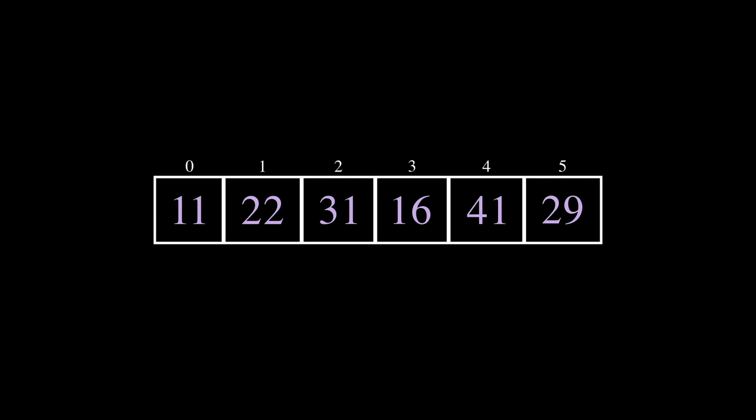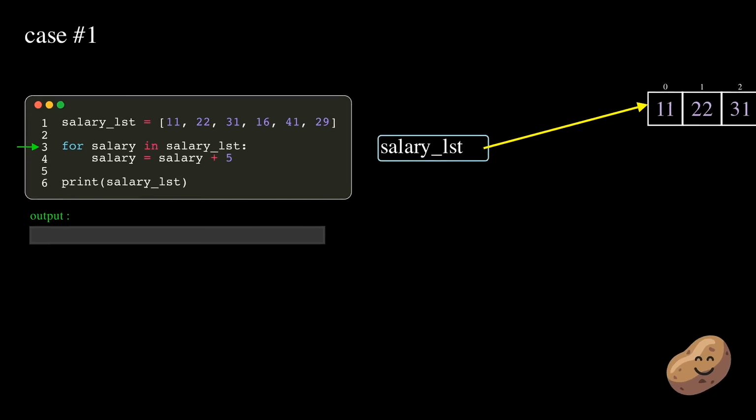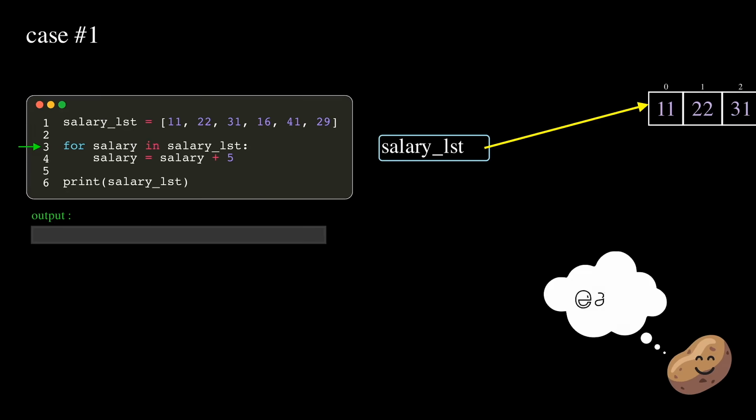Consider this scenario. We have a list of numbers which stores the hourly salary of 6 different employees. And we want to increase everyone's money by $5. Potato's like, easy, gotcha. He writes Python code: for salary in salary_list, salary = salary + 5.